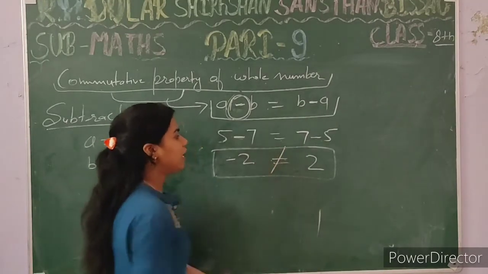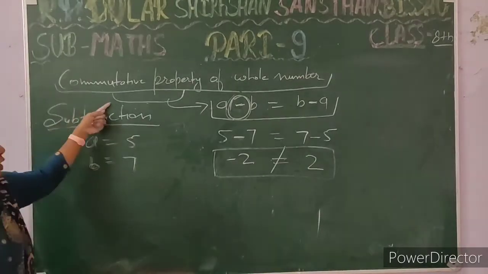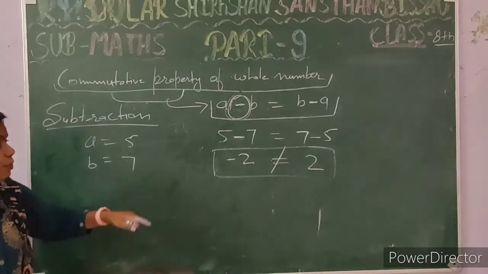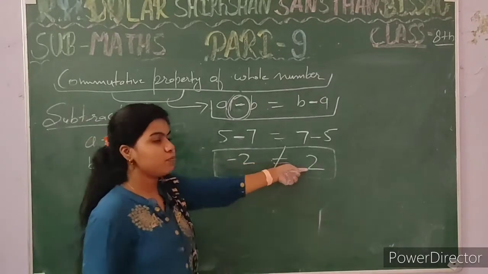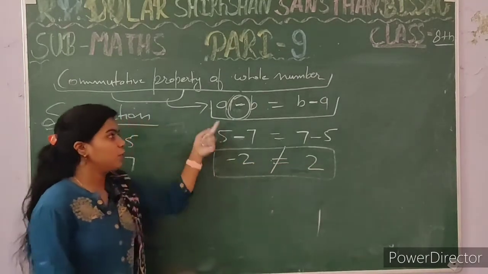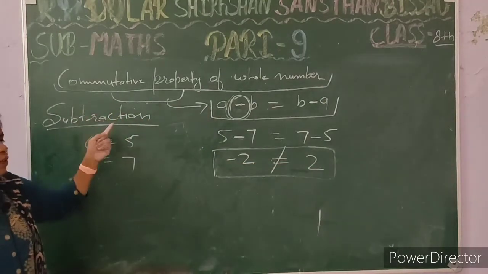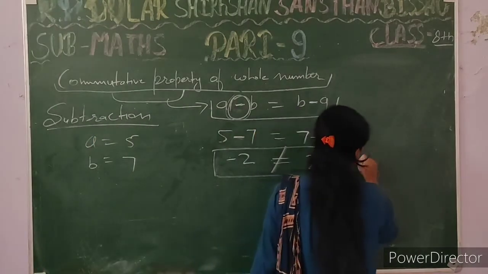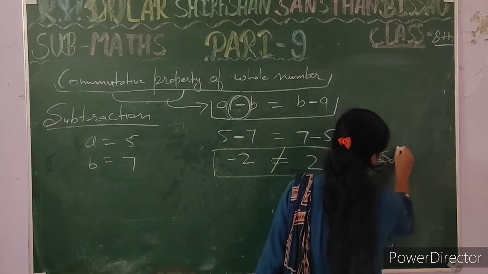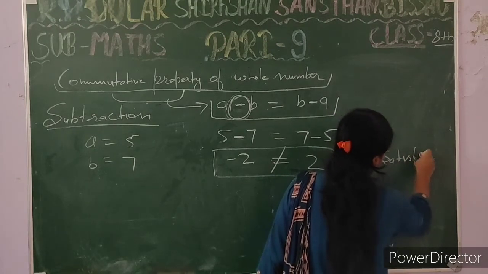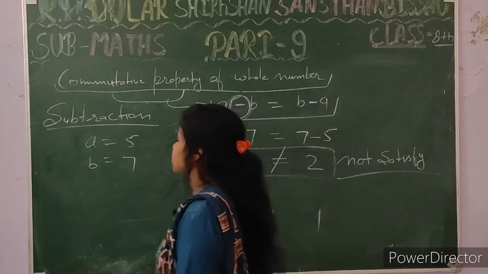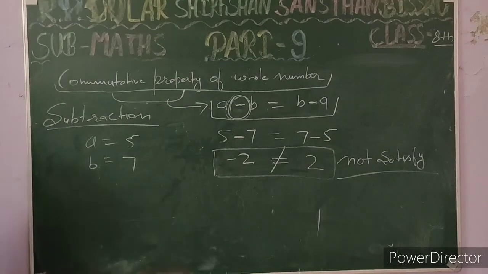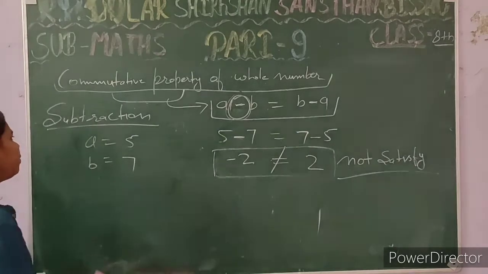So we can say that the commutative property of whole numbers for subtraction is not satisfied. Why not satisfied? Because one becomes minus 2 and the other becomes 2. So we can easily say that commutative property of whole numbers for subtraction is not satisfied. So we can write here our observation: not satisfied. Okay, students, these types of examples we can use here. Okay, now for multiplication.